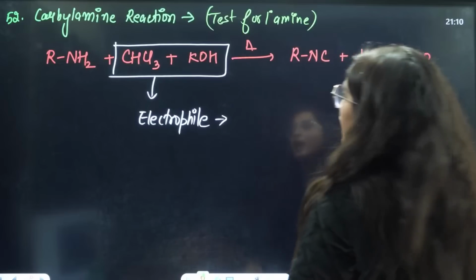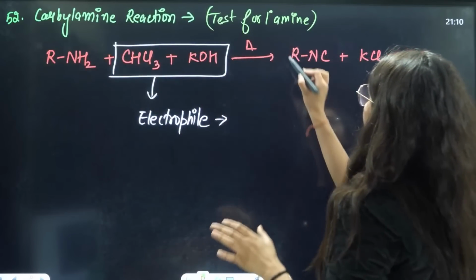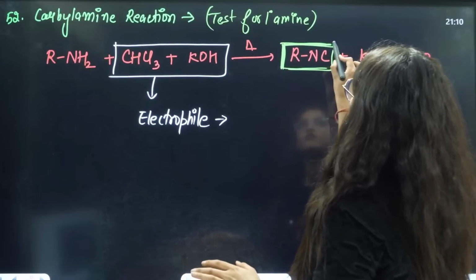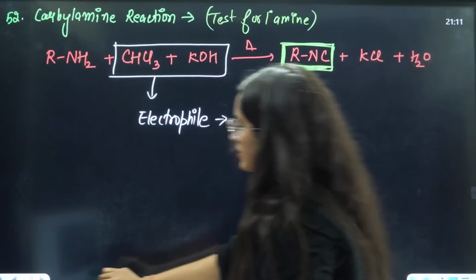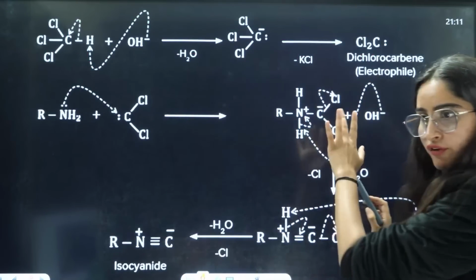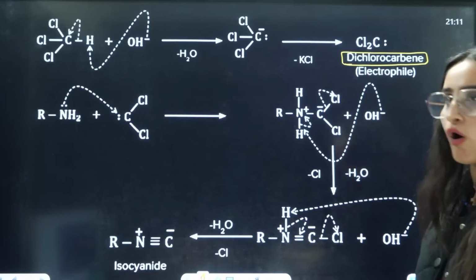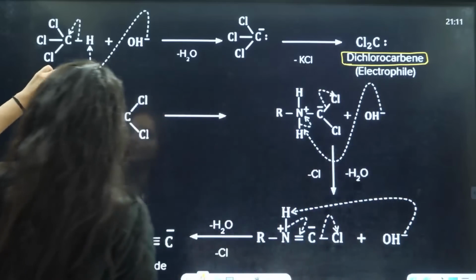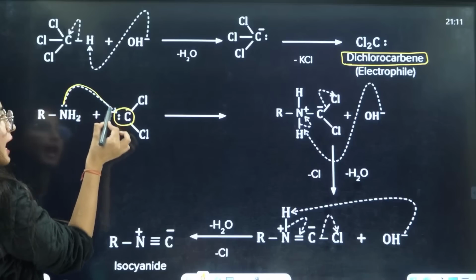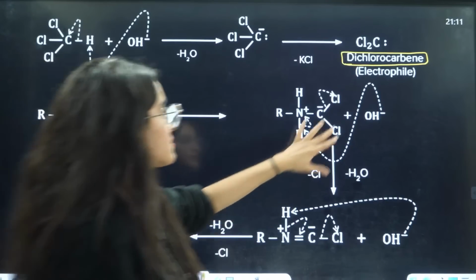Now, this is RNH2. This is converted to RNC. It has a very, very simple mechanism. In the first step, dichlorocarbene will be formed, as I was asking you. After that, because these are lone pairs and this carbon is electron deficient, this will attack the electron deficient carbon and hence this thing will be formed.